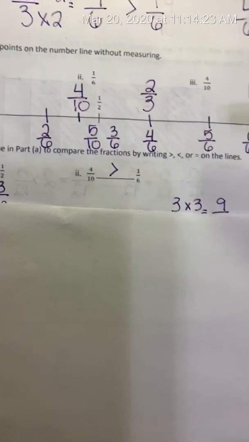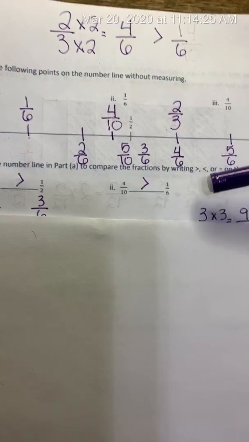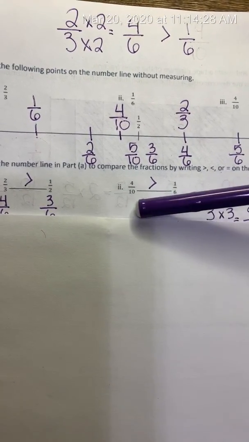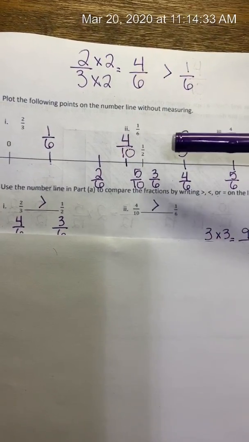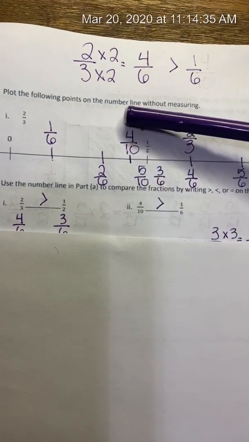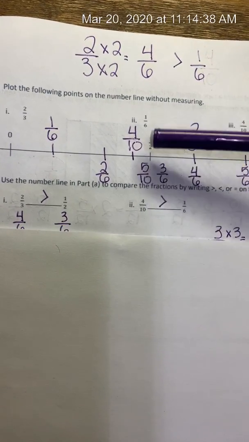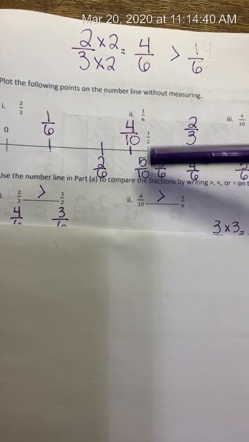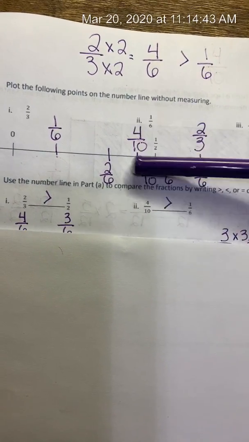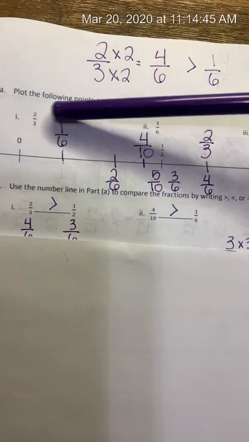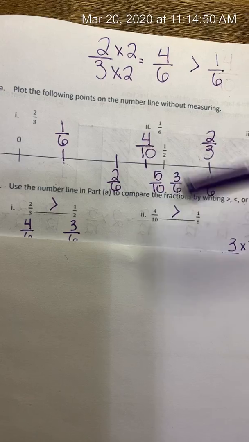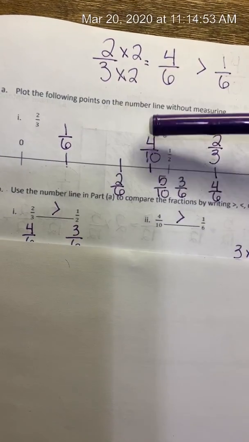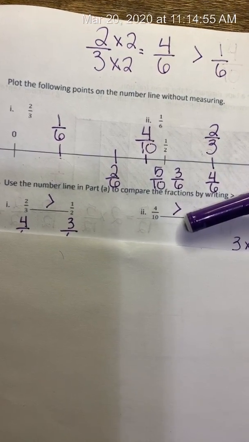If we look at 4/10 and 1/6, we know that 4/10 is bigger than 1/6. So if we look up here on our number line, 4/10 is right below 1/2. So one less actually than 1/2, which is 5/10. So 4/10 is right here on the number line, whereas 1/6 is closer to 0/6. So 1/6 would be less than 4/10. So 1/6 is smaller than 4/10 on the number line. So that means 4/10 is greater than 1/6.